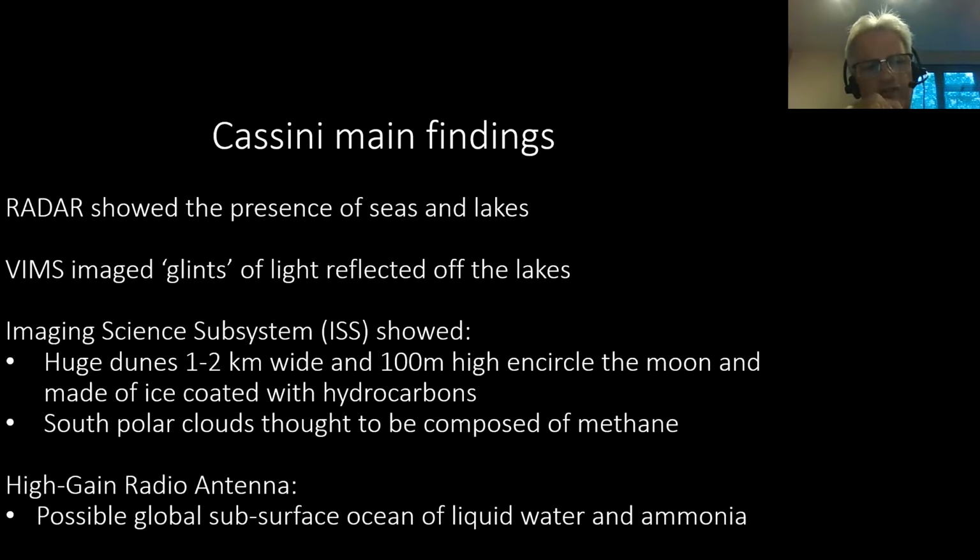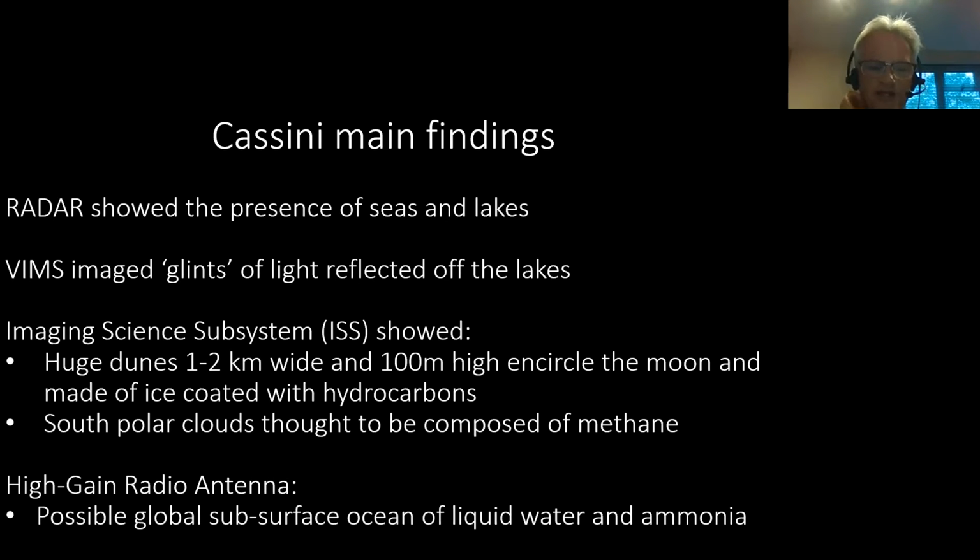And the imaging science subsystem detected huge dunes, hundreds of meters high and 1 to 2 kilometers wide, that actually encircle the moon, made of ice and coated with hydrocarbons. And it also discovered south polar clouds composed of methane.